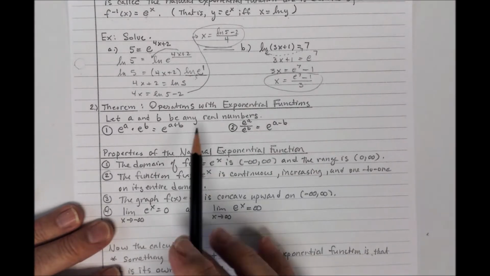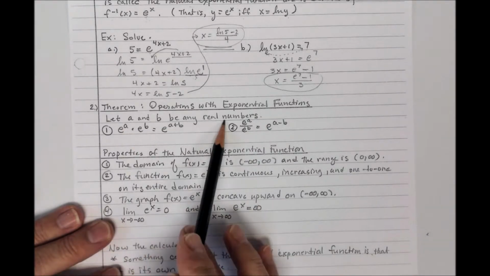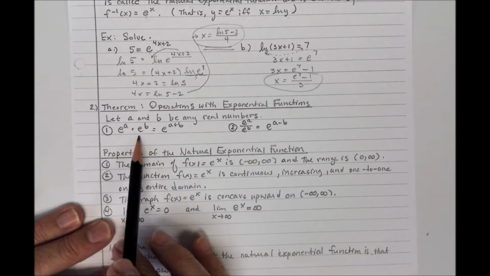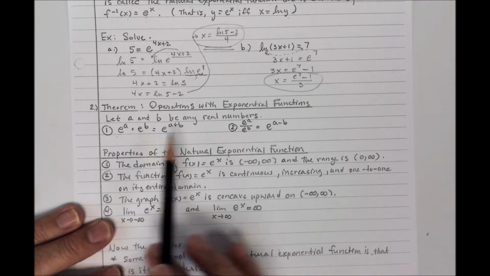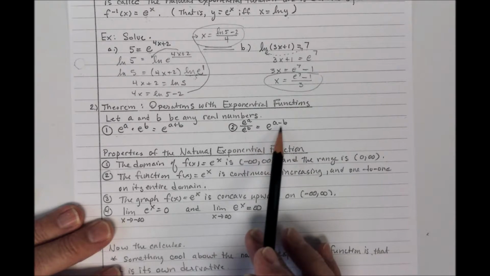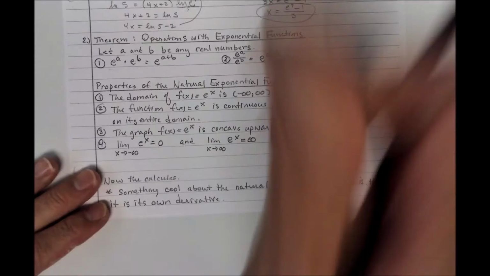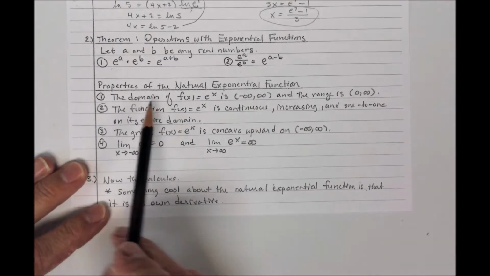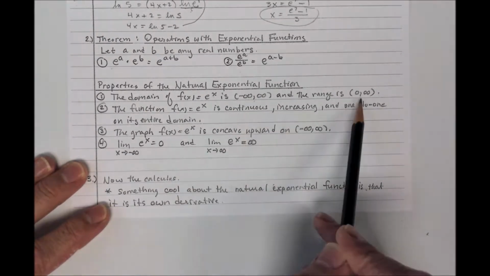A couple of properties of exponentials. If a and b are any real numbers, then e to the a times e to the b is equal to e to the a plus b. Remember, when we multiply and we have the same base, we add the exponents. When we divide and they have the same base, we subtract the exponents. Some more properties here of natural exponential functions: the domain is all real numbers. You can plug anything you want in for x, but the range is going to only be positive numbers.